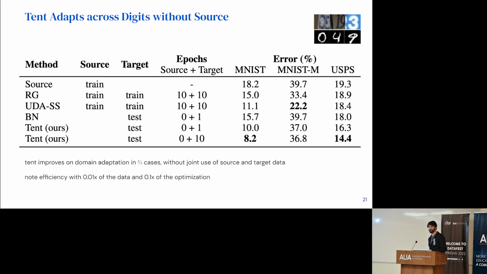So Tent can improve over domain adaptation in two thirds of these cases without the joint use of that data. And this also is more computationally efficient, right? Because we're using less than 100th of the data, because in this case, the test set is smaller than the training set, and one tenth of the optimization, because we're making fewer gradient updates in doing so.